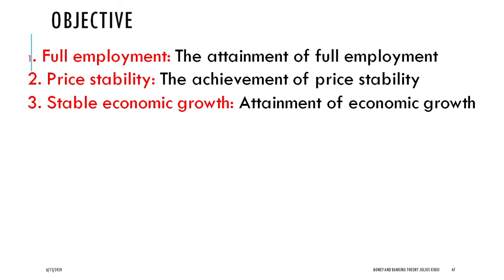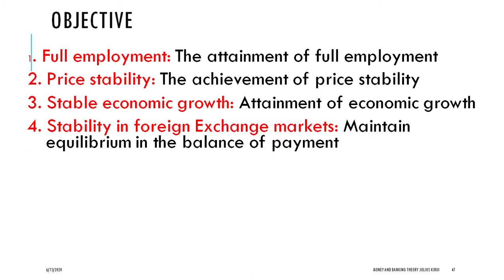Stable economic growth. Attainment of economic growth. Remember, every country. Now the policy of developing countries is economic growth. The policy of developed countries is sustainable economy. So these are two different objectives. For developing countries, economic growth. For developed countries, we talk about sustainable economy. So you move from economic growth to sustainable economic growth.